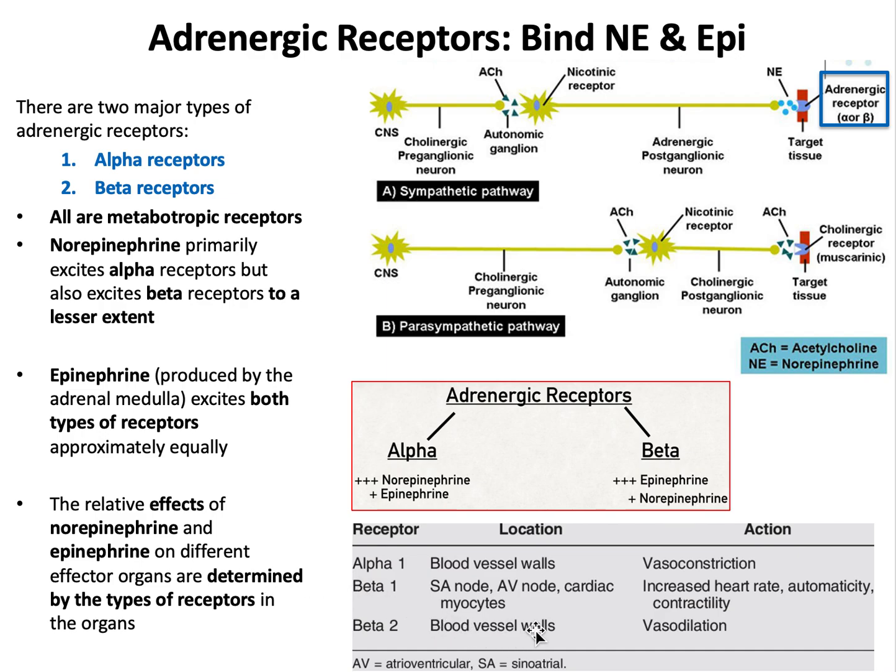Let's see, what else do I want to say from this? I won't ask this per se, but just be aware that epinephrine, which is primarily produced and released by the adrenal medulla, can excite both types of receptors, both alpha and beta, whereas norepinephrine has more of a response on the alpha receptors, but I won't ask that. And then I put this little table down here so you can see that, just like we saw previously with the cholinergic receptors, depending upon which receptor gets bound, that will determine the response.